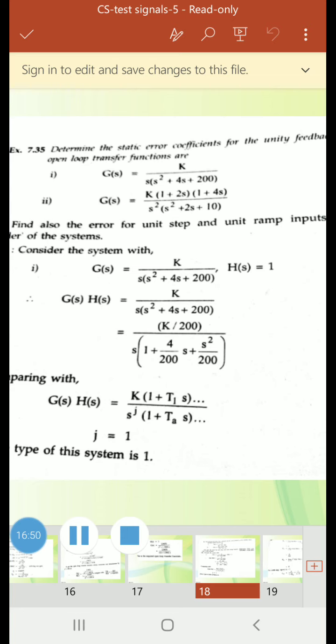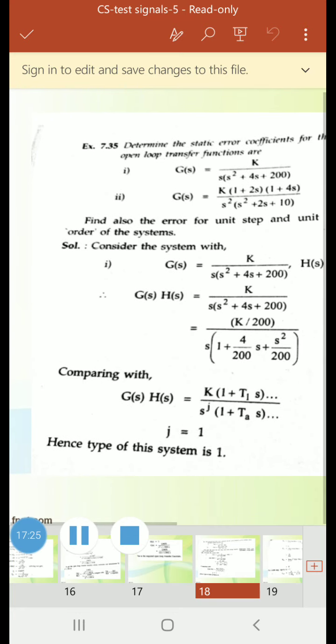H of S is 1. So G of S, H of S will come K by S into bracket S square plus 4S plus 200, which is equal to K by 200 divided by S into bracket 1 plus 4 by 200 S plus S square by 200. 200 is taken common. When we take 200 common, we can write numerator as K by 200, then S into bracket 1 plus 4 by 200 S plus S square by 200.